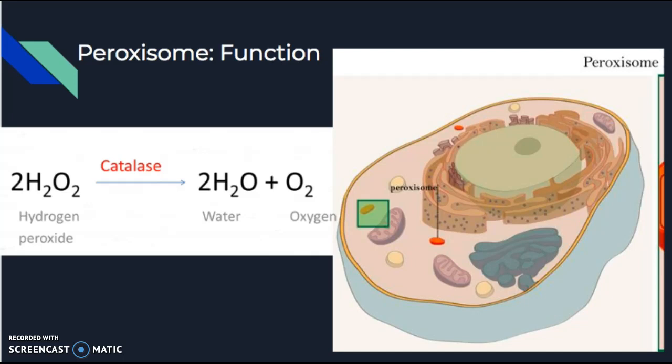So, in conclusion, peroxisomes and lysosomes are vital for the cell because of their useful metabolic functions.